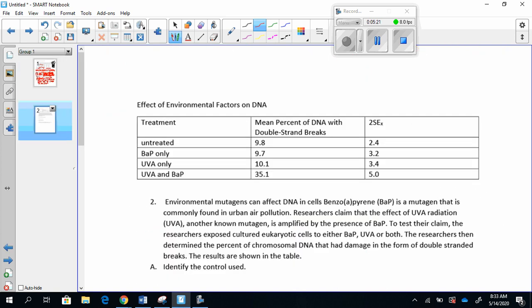Next one, effect of environmental factors on DNA. Okay, treatment.